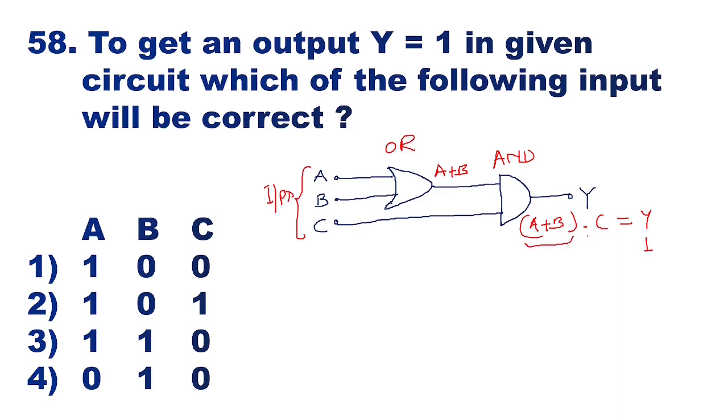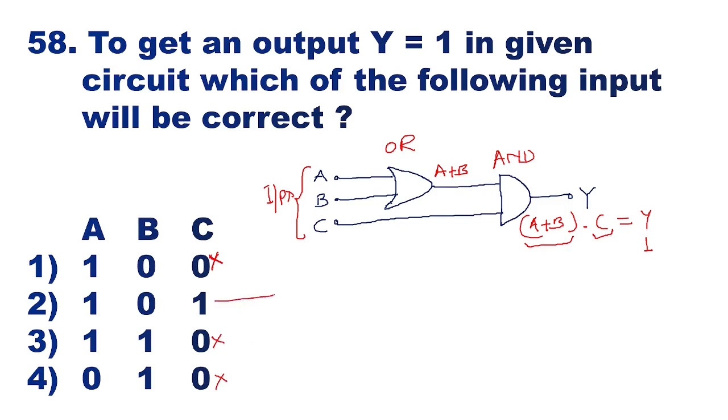out of these two terms, no term should be 0. Say for example, if A or B is 0, the output will be 0, or if C is 0, the output will be 0. Now with this condition, if you see the options given, then we can see that in the first option C is 0, so this cannot be the combination for which you will get Y is equal to 1. In the third option again C is equal to 0, so here also you are not going to get Y is equal to 1. And in the fourth option here also C is equal to 0, so you cannot get Y is equal to 1.